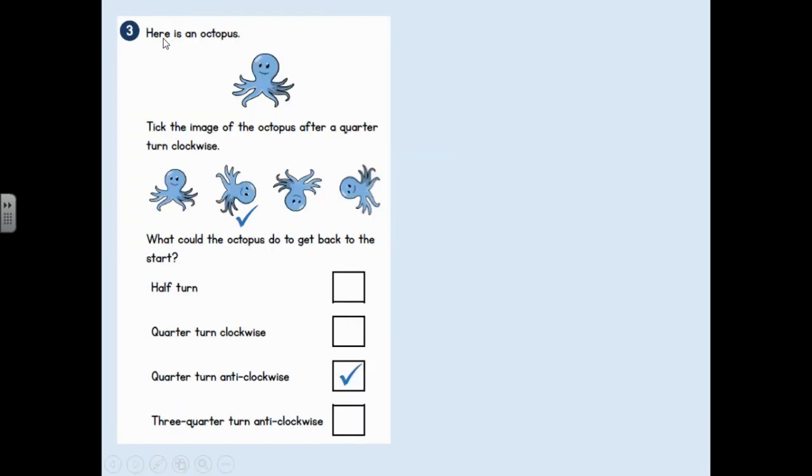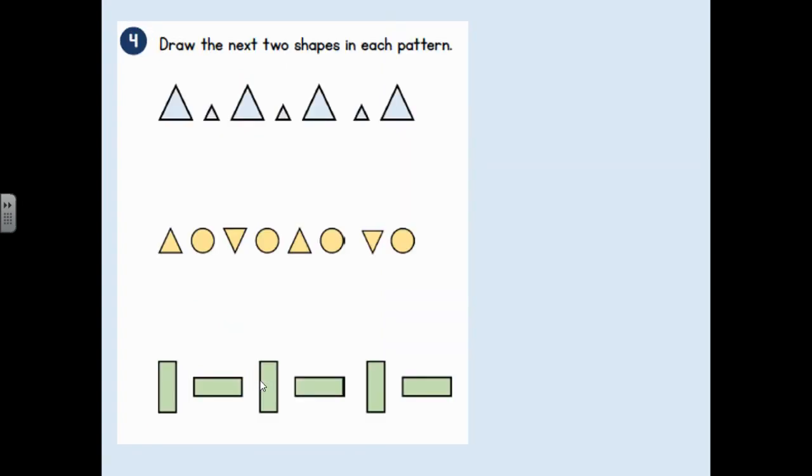Right, question number 3. Here is an octopus. Tick the image of the octopus after a quarter turn clockwise. So if it was a quarter turn clockwise, it would have been this one here. Now, what would the octopus do to get back to the origin, to the start? To get back like this, it had to make a quarter turn anti-clockwise.